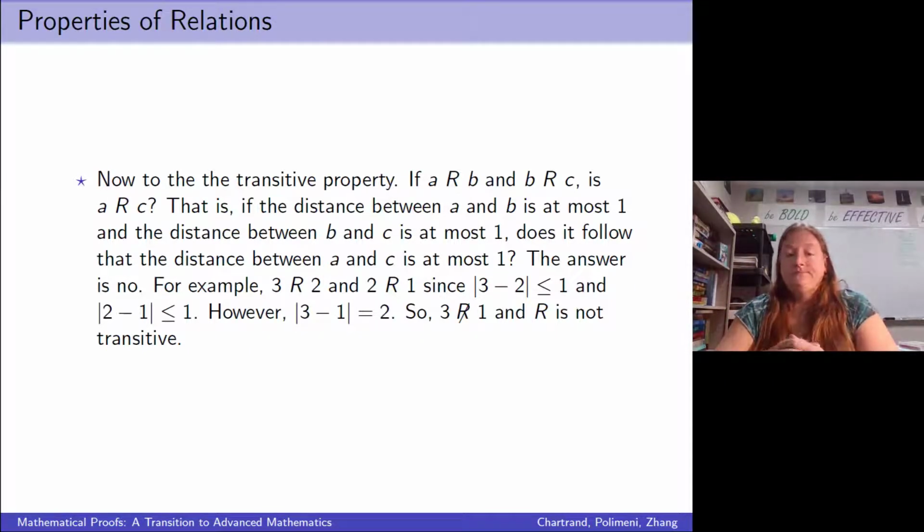We need a counterexample. So let's say I have the real numbers 3 and 2. 3 is related to 2 because the distance between them is 1, which is at most 1. 2 is related to 1 because the distance between them is at most 1. So that means that 3 would have to be related to 1 in order for this property to be transitive. But the distance between 3 and 1 is actually 2, and 2 is not less than or equal to 1. So 3 is not related to 1, and the relation that we have here is not transitive.